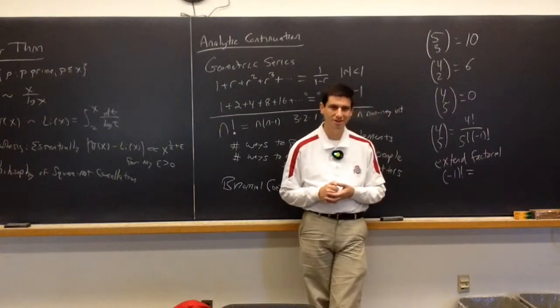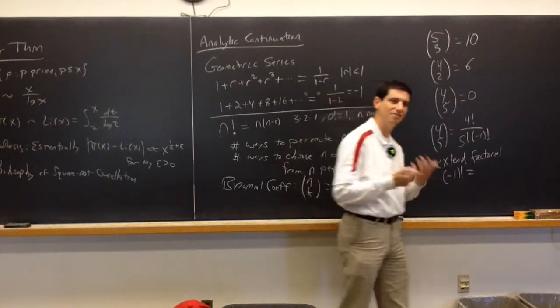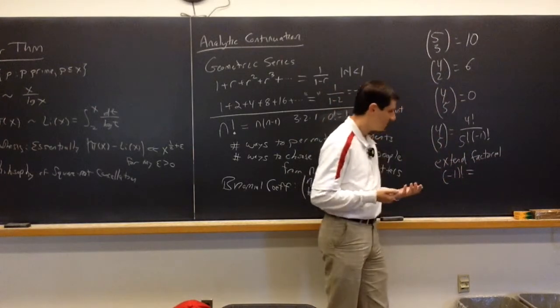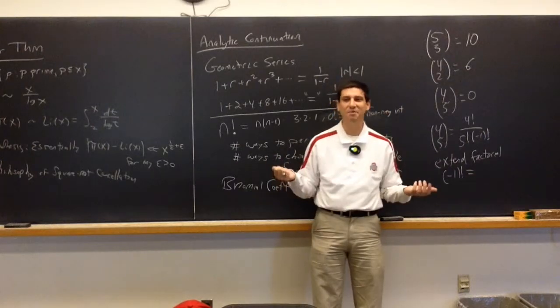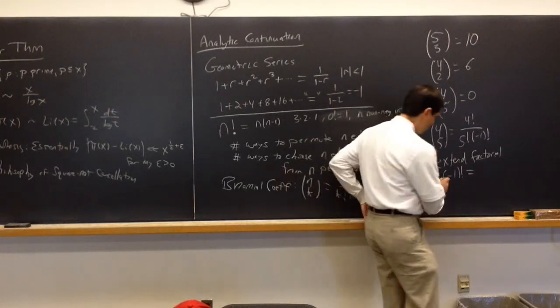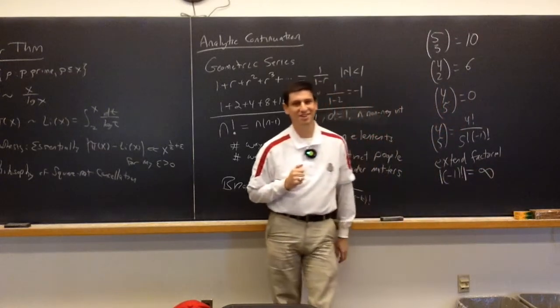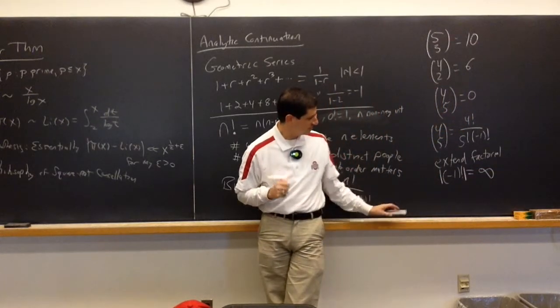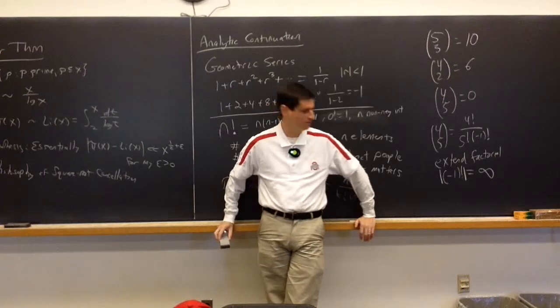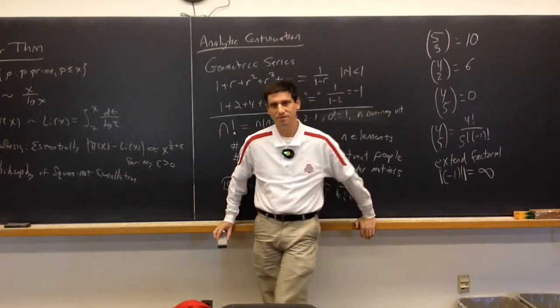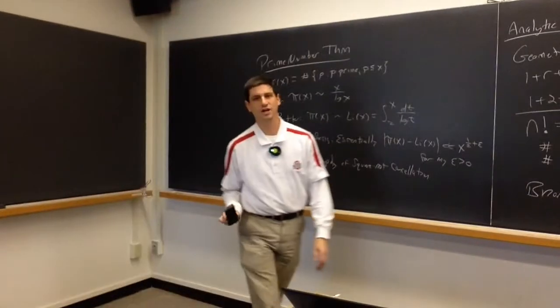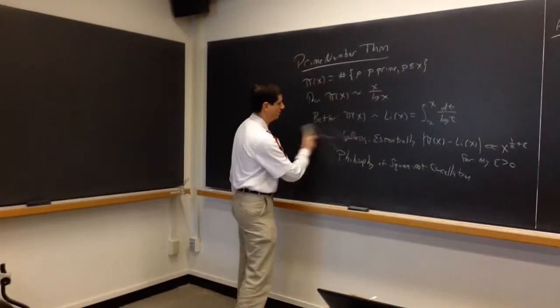Anything else work? Yeah, so we have to decide if we want to care about this. If we have complex numbers, maybe it could be. So we will put an absolute value around that just to be safe and say that the absolute value of negative 1 factorial should be infinity. Okay. All right, so it swivels this way, but doesn't like to swivel that way.